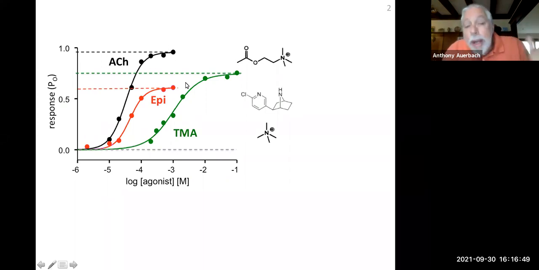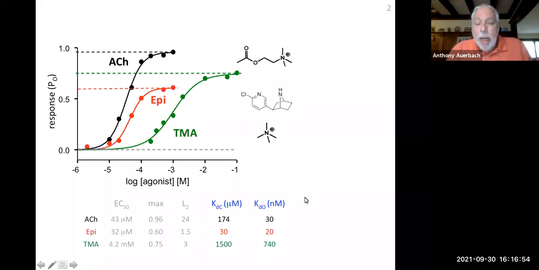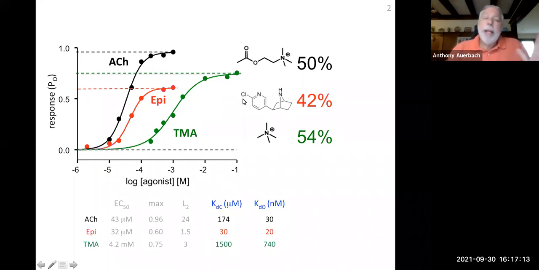And sure enough, what about ACh and TMA? I don't know. Well, let's do the numbers. Here are those KDs. Does anybody know the log of 174 micromolar divided by the log of 30 nanomolar? It's exactly 0.5. I don't know if my picture is covering up the 50%. This is 50% up here for ACh, 42% and 54%. So for any dose response curve, for any agonist on any receptor, you can get an efficiency number just by doing the analysis I just showed. So ACh is more efficient than epibatidine, and TMA turns out to be more efficient than ACh.